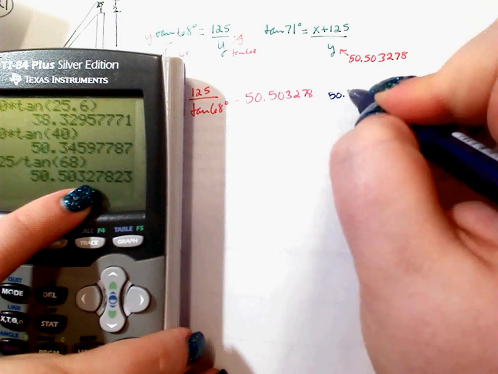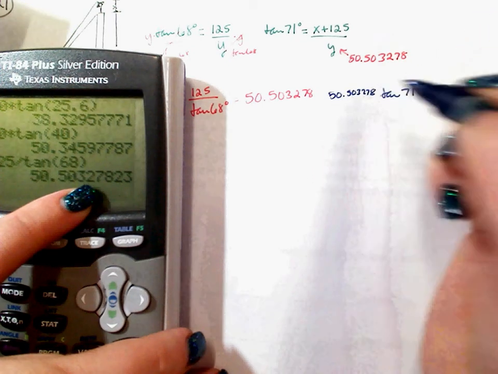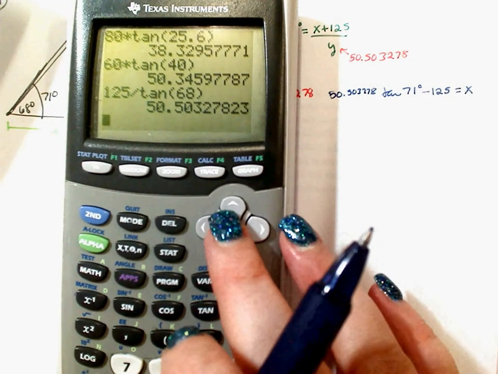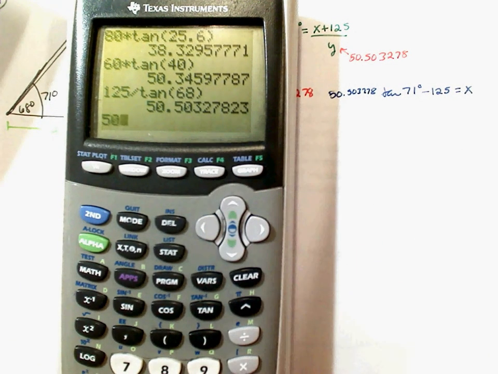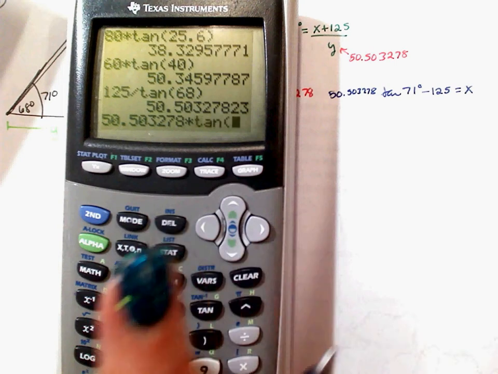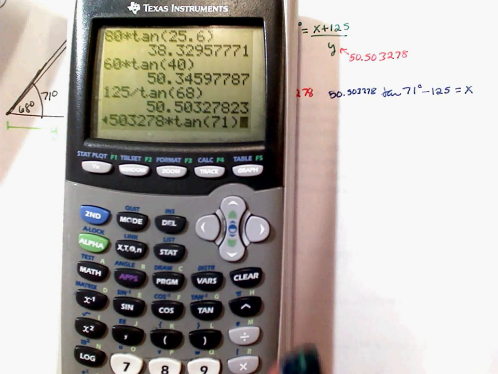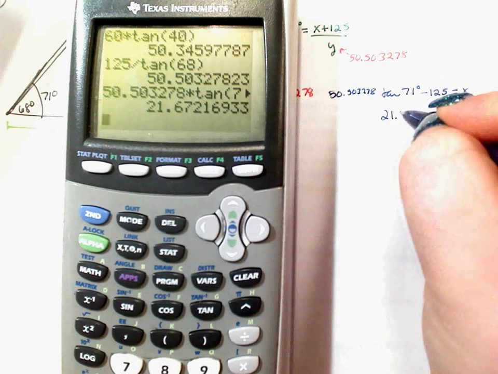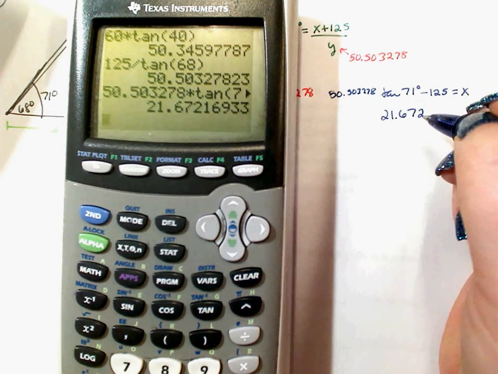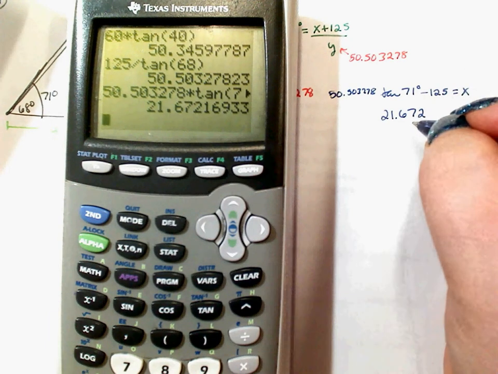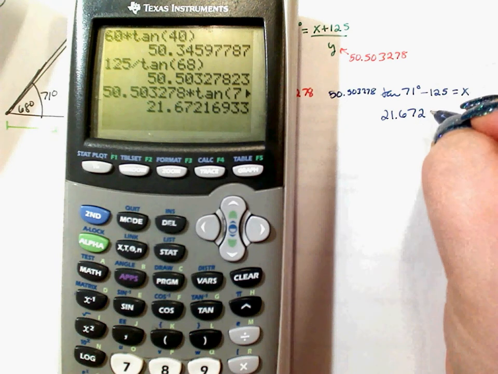Okay. So I'm going to multiply that times tangent of 71. 50.503278. I could have just grabbed that, but I'm going to go ahead and use what I have written down, times tangent of 71 minus 125. And you get 21.672. And it's set to the nearest tenth, so that'd be 21.7, but I'm going to go ahead and go with that, and that is in feet. Okay, really tall antenna.